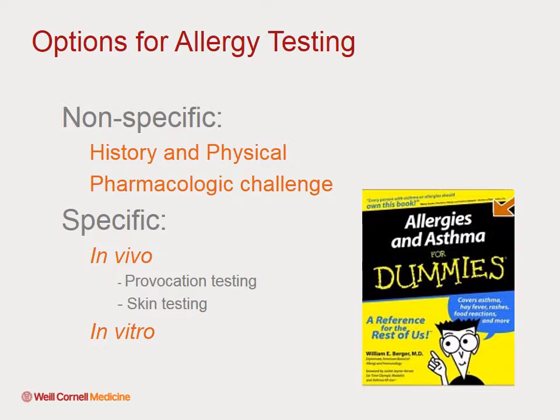So what options do we have for allergy testing? Well, there are some non-specific ways of supporting your diagnosis. Just through history and physical is one way. And of course, it's very important to take that careful social history on the patient. And pharmacologic challenge. While this may not be specific for allergic disease, because a patient with a common cold may get better when you treat them with an antihistamine, it does lend some support for your presumptive diagnosis. Specific testing can be divided up into in vivo methods or in the body, such as provocation testing or skin testing, which we're going to focus on today, as well as in vitro methods, which means testing serum-specific IgE levels.